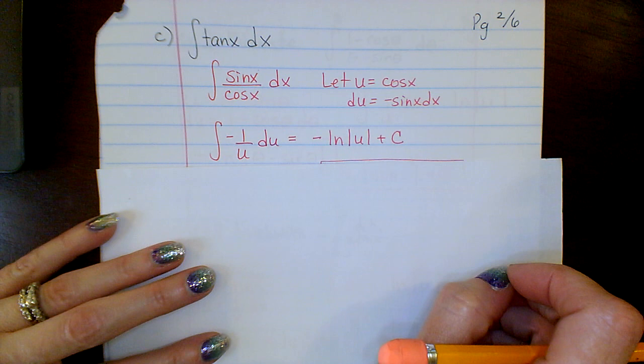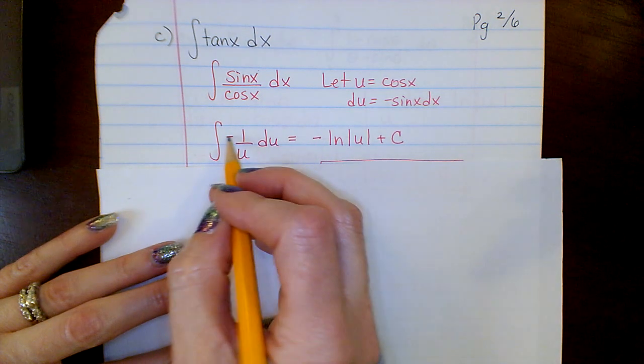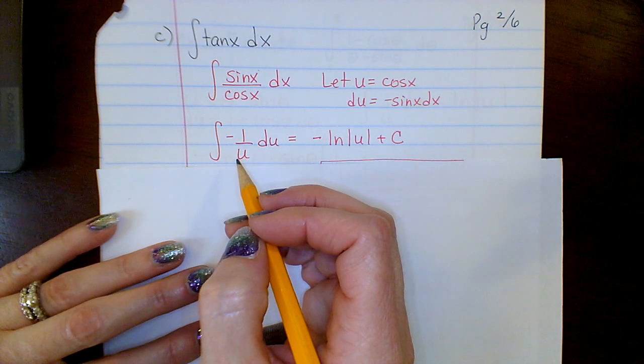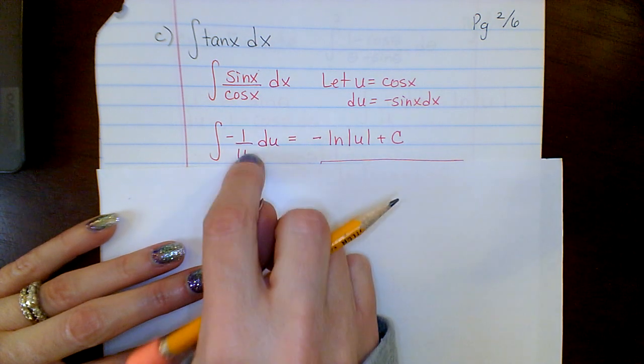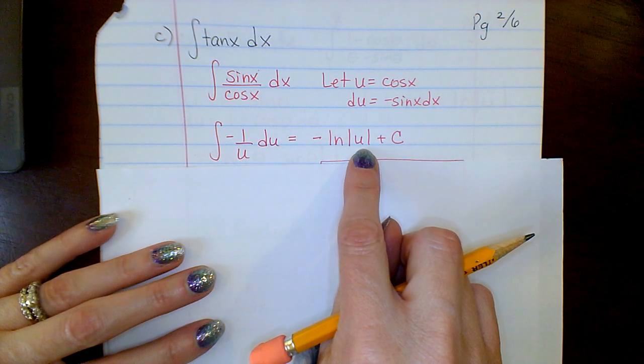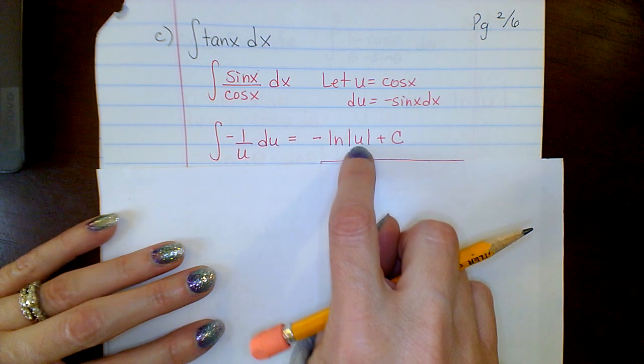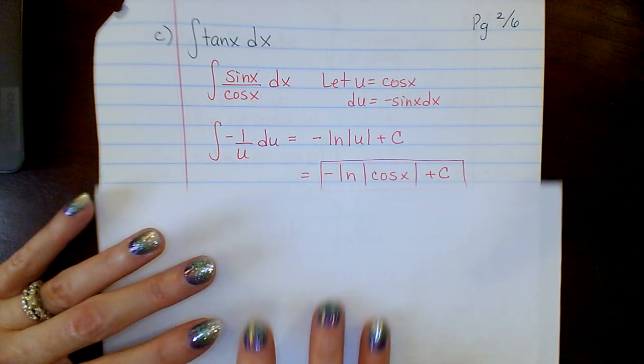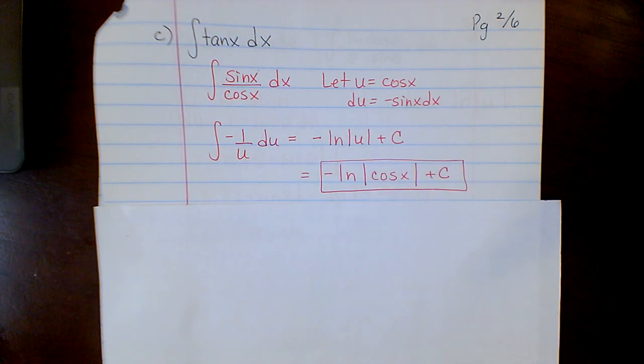I'm pausing to make sure that makes sense. And then this -1 is just a normal coefficient, it's just along for the ride here. And then we know the integral of 1 over u du is just natural log absolute value of u plus c. And then I'm just going to substitute u back in. So I'm going to put that cosine back in. And I get negative ln, absolute value of cosine x plus c.